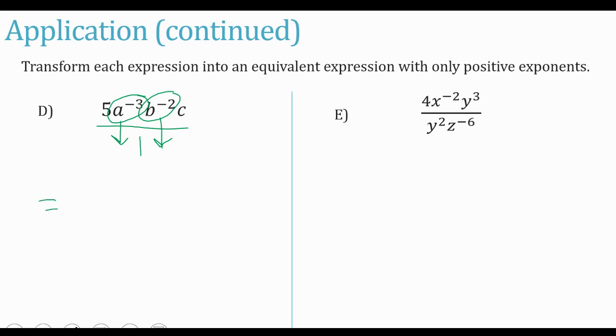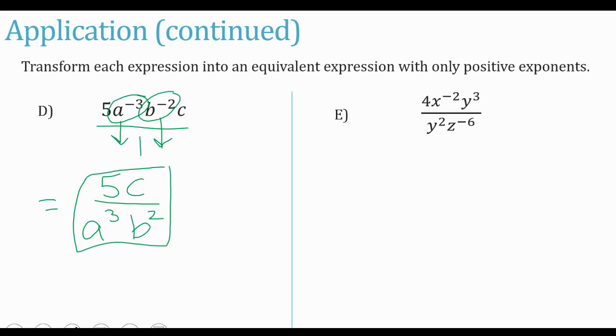So this becomes 5c, because that stays in the numerator, over, and we're going to cross the line, change the sign, a to the positive 3rd power, b to the positive 2nd power. Now we can't simplify from there. We have no same bases, so that is our answer. 5c over a to the 3rd b squared. Only move the negative exponents.